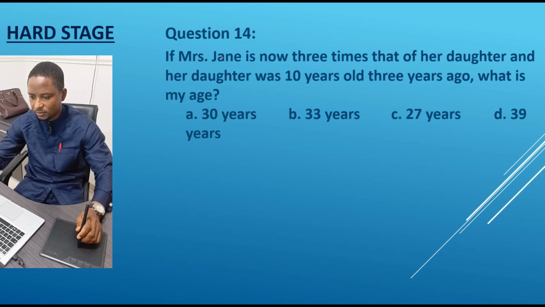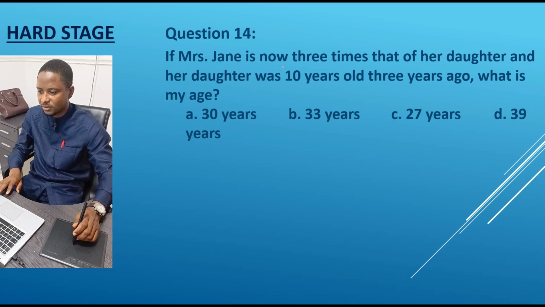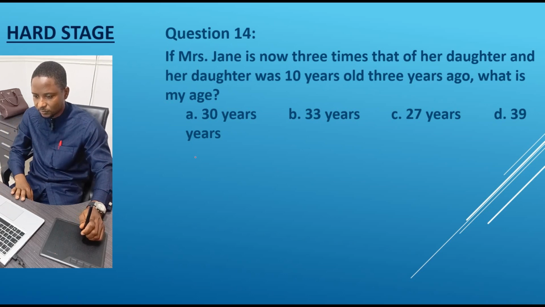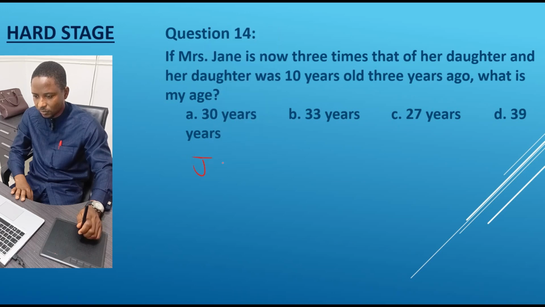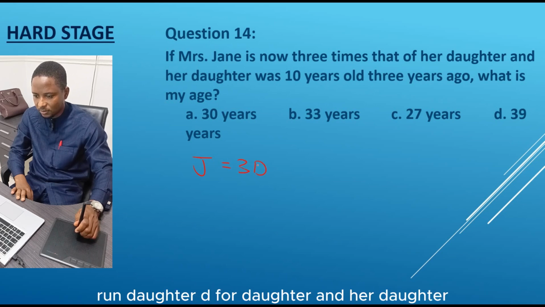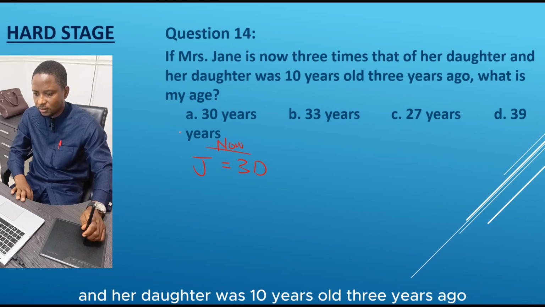If Mrs. Jane is now 3 times that of her daughter. So look at it. Let me just call Jane J, 3 times that of her daughter, D for daughter. And her daughter, this is actually now. And her daughter was 10 years, or 3 years ago.